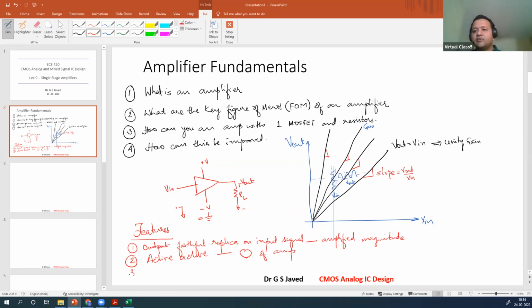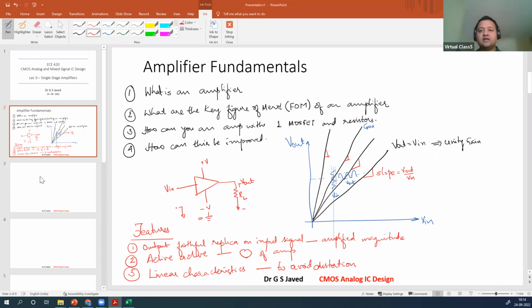Third, you will need to have linear characteristics. You have to have linear characteristics to avoid distortion, or avoid introduction of the distortion into the output signal. So these are the main points that you will have to work with any amplifier.